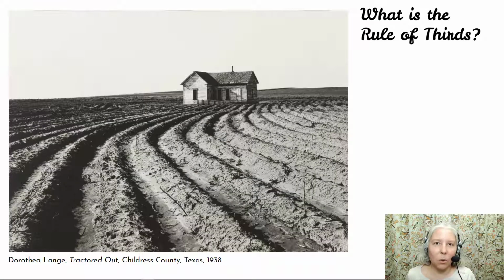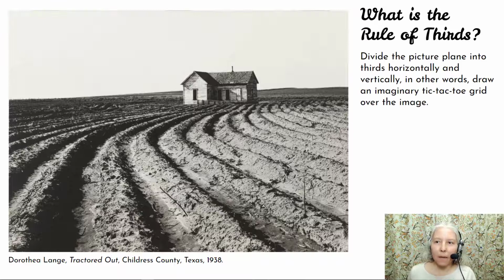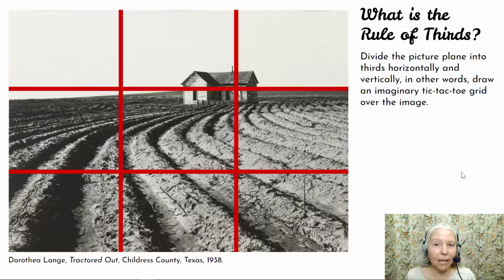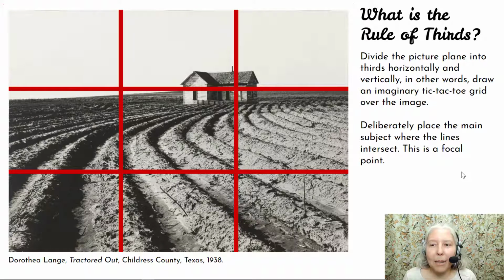What is the Rule of Thirds? Divide the picture plane into thirds horizontally and vertically. In other words, draw an imaginary tic-tac-toe grid over the picture plane. Deliberately place the main subject where the lines intersect. This is a focal point.